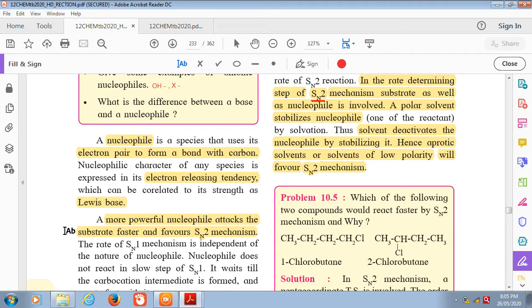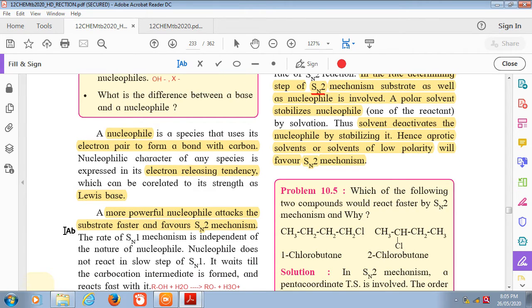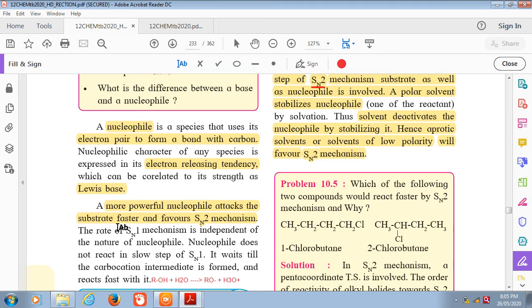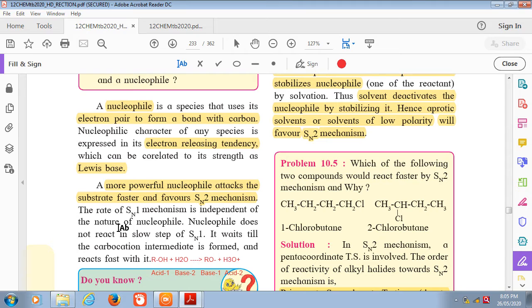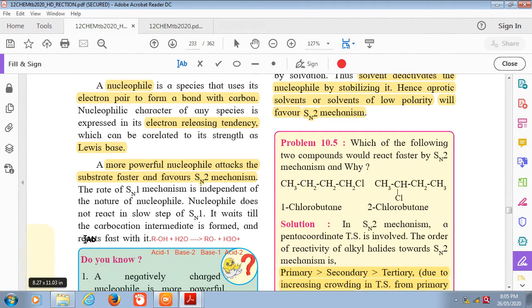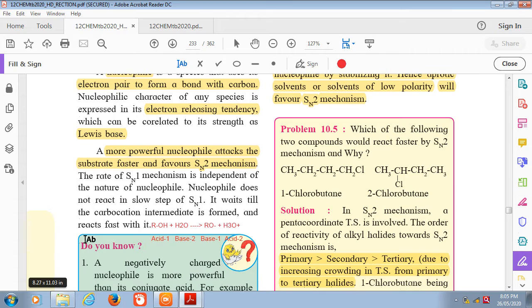If there is a more powerful nucleophile, it easily attacks your substrate, the attack is faster, and it favors the Sn2 mechanism. So a powerful nucleophile is a must. Then in the case of the Sn1 reaction mechanism, as the nucleophile does not participate in the slow step, there is no role of the nucleophile. If it is absent, it does not affect the rate of reaction. So the rate of the reaction in the Sn1 reaction mechanism is independent of the nature of the nucleophile.